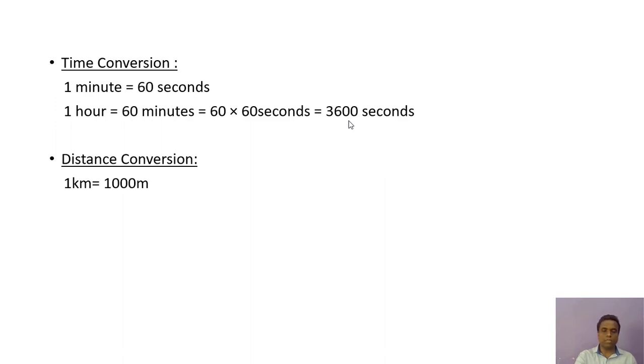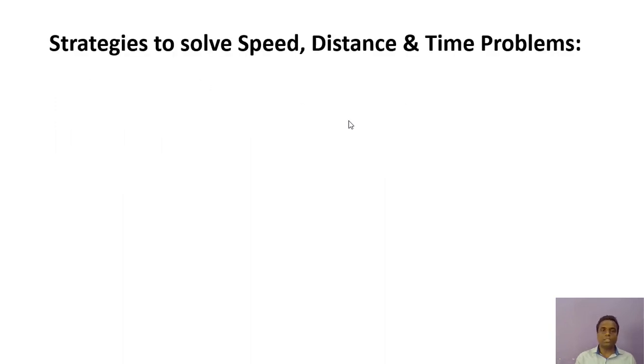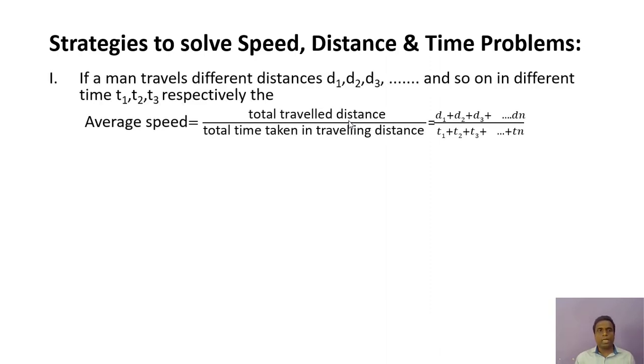So students, these were the conversion formulae. We have to apply them in the different problems that are asked. So now we will look into different strategies, tactics and techniques to solve speed, distance and time problems. Let's see the first tactic. If a man travels distances d1, d2, d3 and so on, in different times t1, t2, t3, then the average speed is equal to d1 plus d2 plus d3 till dn upon t1 plus t2 plus t3 till tn.